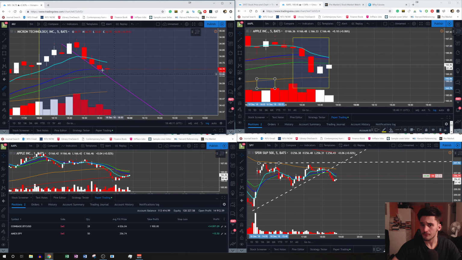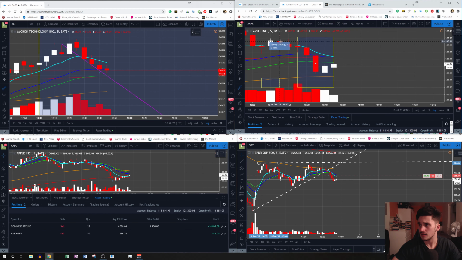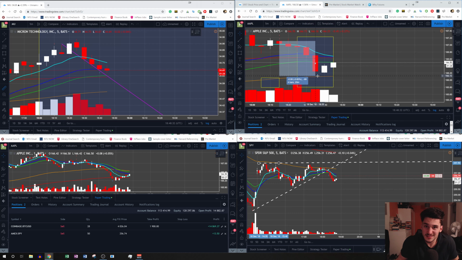So I shorted on this candle here, and then I covered around here, which is again a 0.6% gain. Nothing crazy, but you know, when you're playing with $10,000, 0.6 is $60. So I mean, it's not a bad trade.